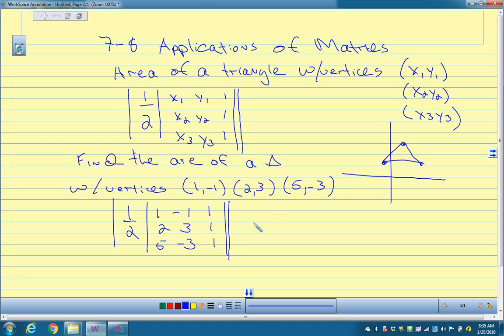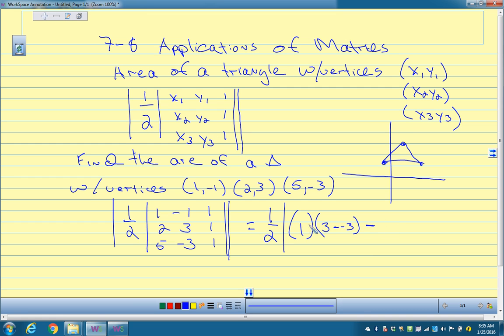So anyway, if I evaluate this, it's going to be 1/2 times the absolute value of 1 times what? If I cross out this row and this column, what am I left with? 3 minus 3, right? Everyone with me there? We're just evaluating this determinant. You cross out this column, this row, and you're left with this determinant right there.